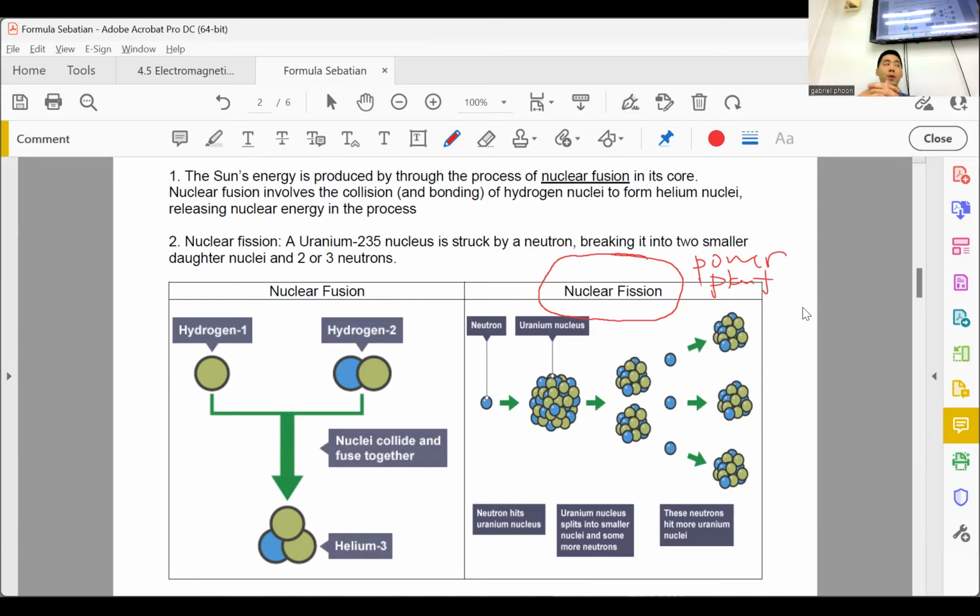Nuclear fission is the exact opposite. If fusion was the combination of two atoms into one larger atom, fission is the separation of one larger atom into two smaller atoms. Nuclear fission only occurs with either uranium or plutonium, which is exactly what's happening in the nuclear power plants, especially in Japan.